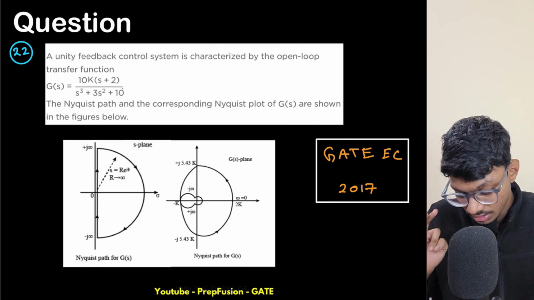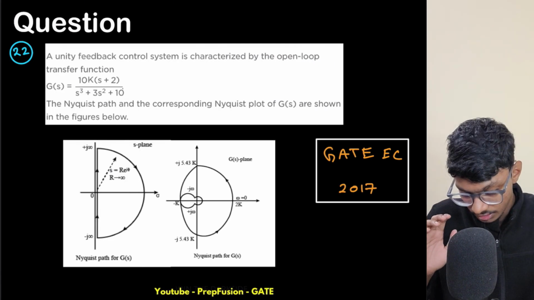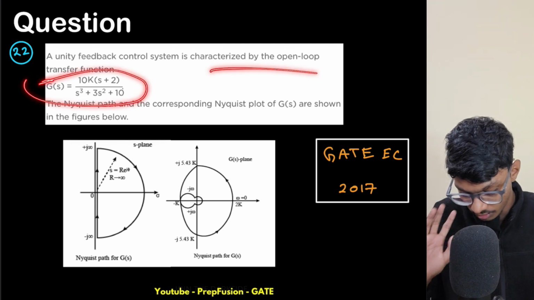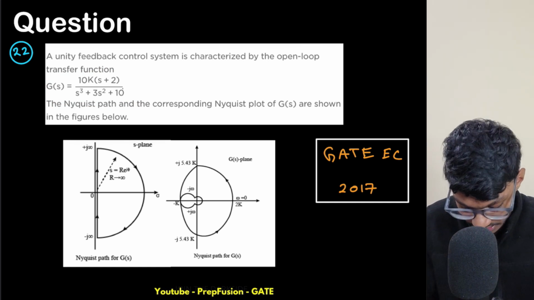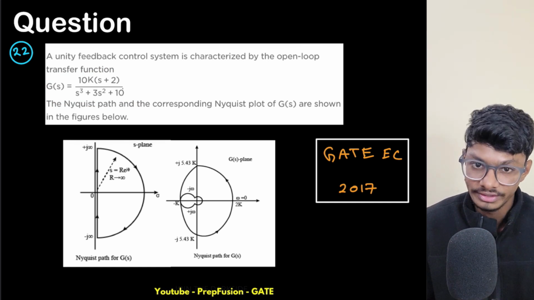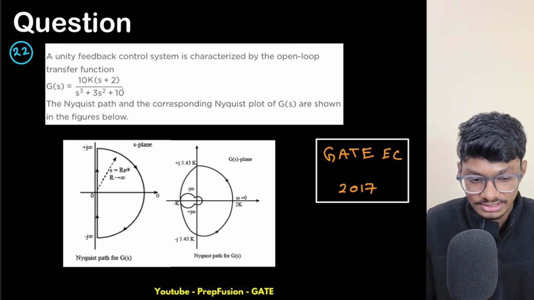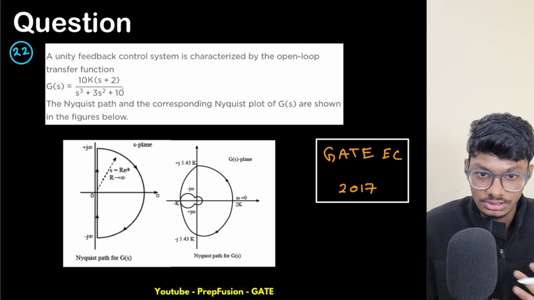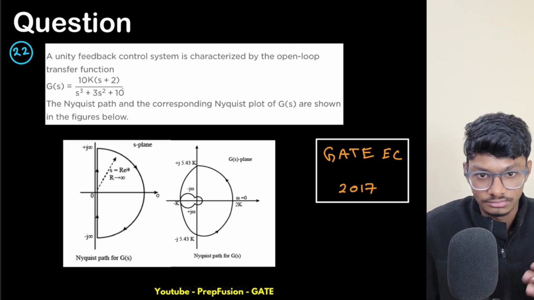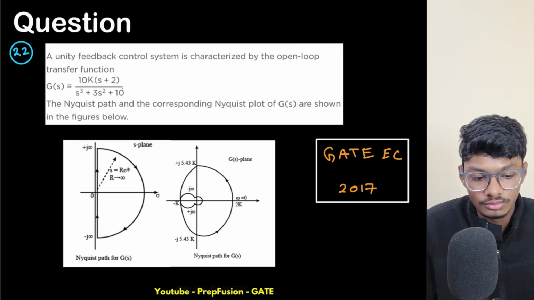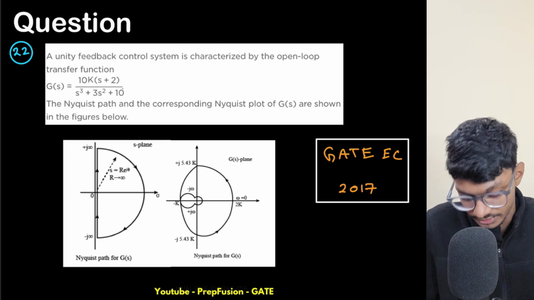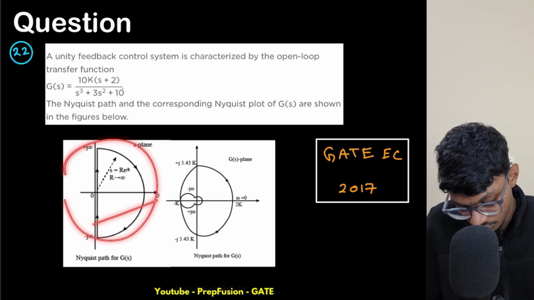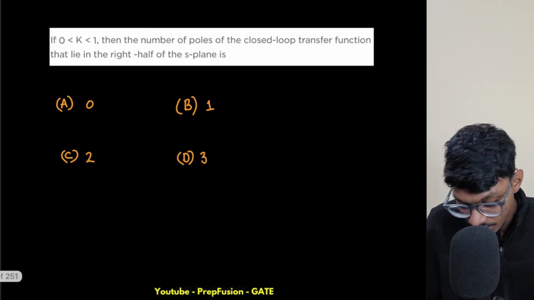The next question is telling us that we have a unity feedback control system characterized by the following open loop transfer function. The OLTF is given, so you can do it with Routh, but you have to understand whether doing it with Routh will help you solve it faster, or it may take more time. That only comes with experience when you solve each question. So the Nyquist contour is given, the OLTF is given, and this Nyquist plot is also given.